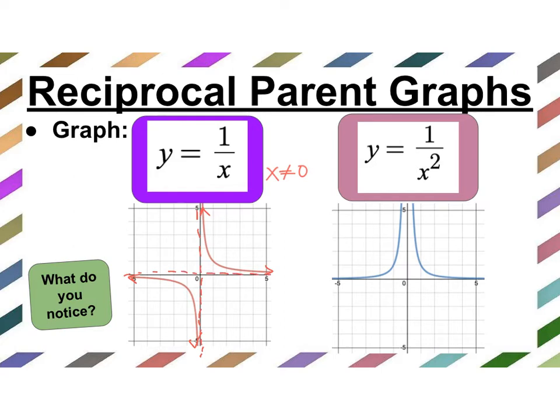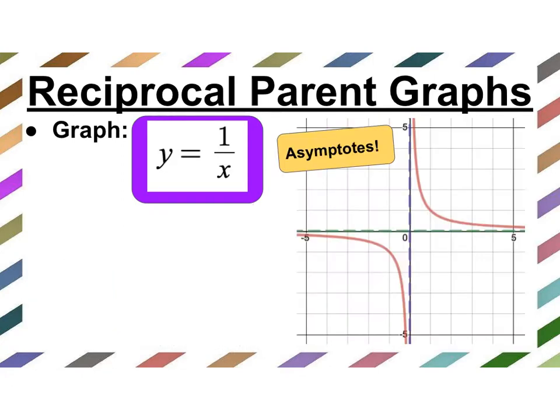The same thing works on y equals 1 over x squared. We're going to have an asymptote there and an asymptote there. Notice in the 1 over x squared, both branches go up. I kind of refer to this as the volcano. In the first one, our branches are in quadrants 1 and 3, and in the second we're in quadrants 1 and 2 for the normal parent graphs.